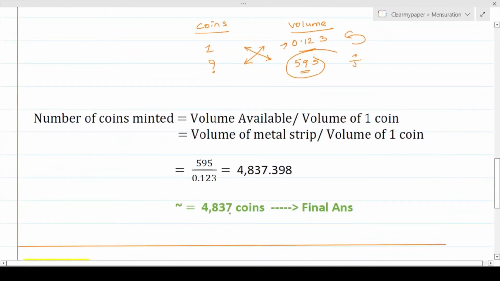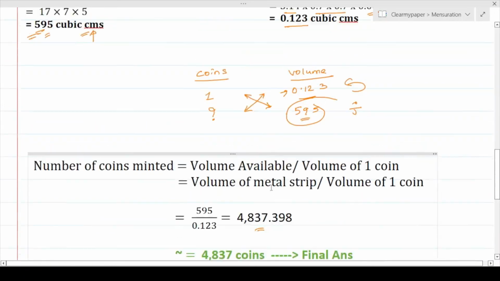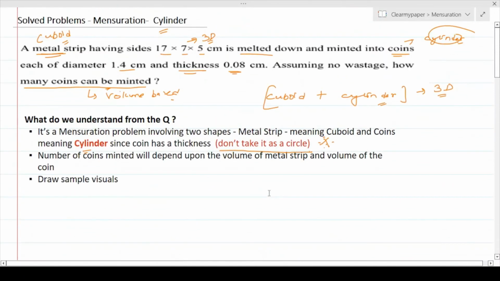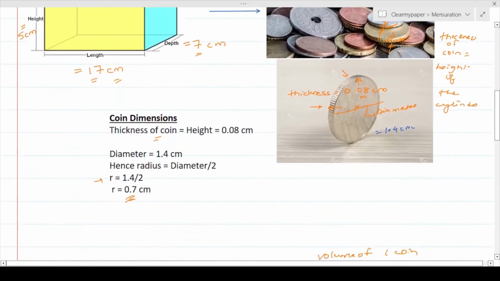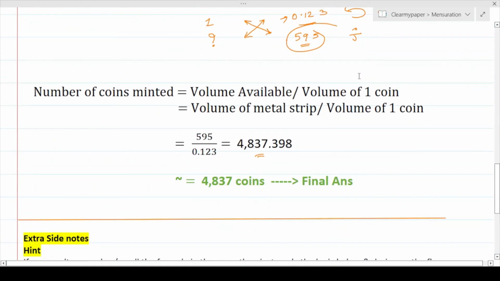And that's the funny part, because I don't know why MSBTE has all these typos. They say to assume there is no wastage. That means the number of coins should be a whole number, there should not be any wastage. Well, apparently there is a wastage here of 0.398, but don't worry about that. Don't get confused, thinking that they have not given you wastage and you're getting a decimal, so maybe you are wrong. MSBTE always has typo issues, so you can go with your answer. Just do the calculation properly using the calculator.